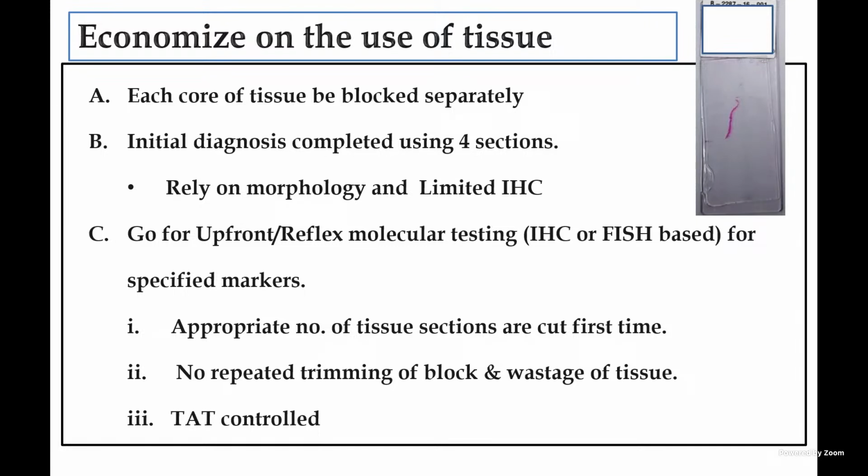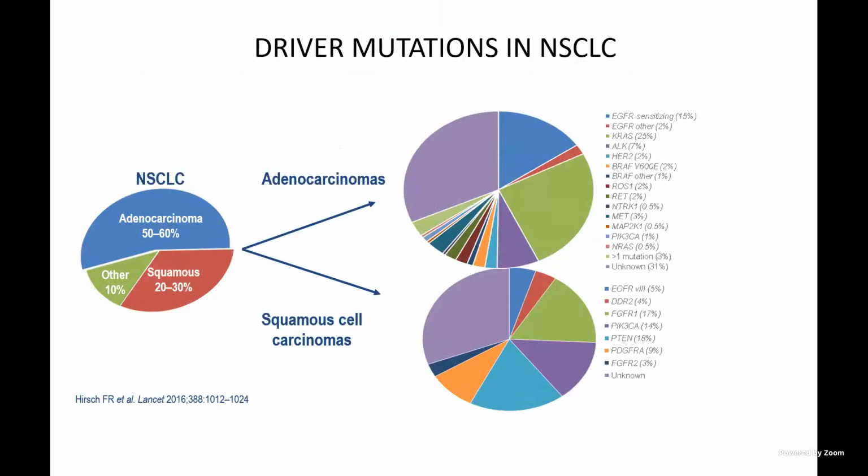We have to rely on morphology and limited immunohistochemistry. And as far as possible, we have to go for upfront or reflex molecular testing for the specified markers. And why is it important? Because the appropriate number of tissue sections are cut the first time, so that there is no repeated trimming of the blocks or wastage of the tissue, and moreover, the turnaround time is also controlled.